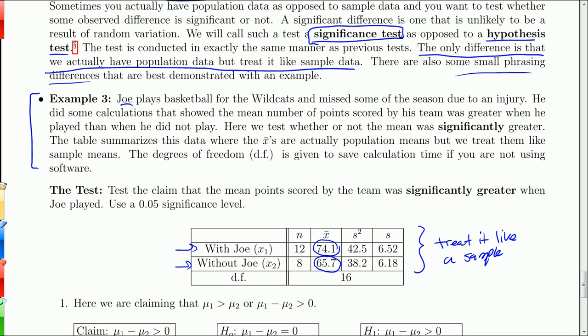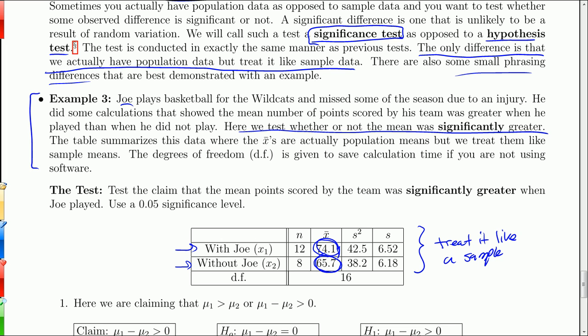Okay, so here we have Joe, who plays for the Wildcats and missed some of the season. He did some calculations that showed the mean points scored when he was playing was greater than the mean points scored when he wasn't. And here we test whether or not the mean was significantly greater. Is that difference significant? A significant difference is one that is unlikely to be a result of random variation. That's what we mean by significant.